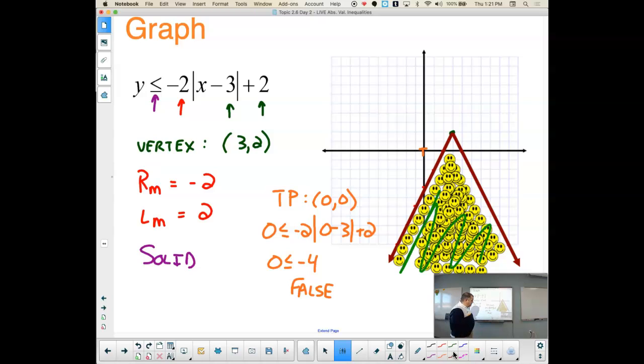Oops. Oh, see, there you go. That changed. That was still supposed to be happy faces.